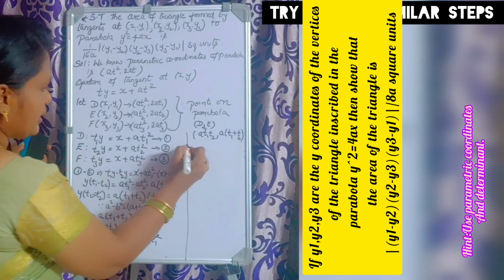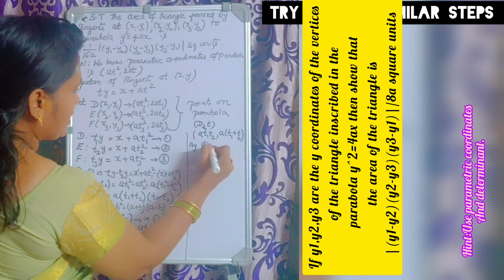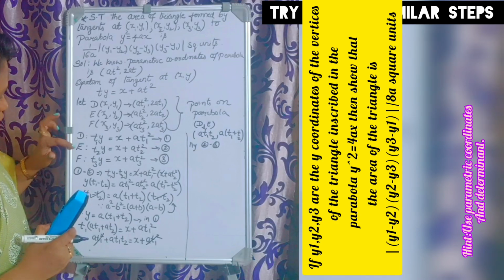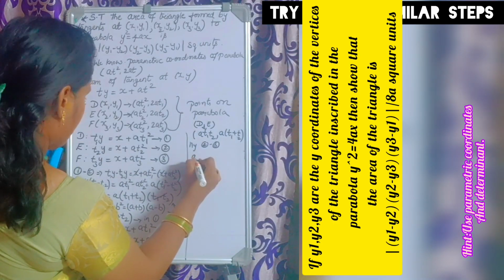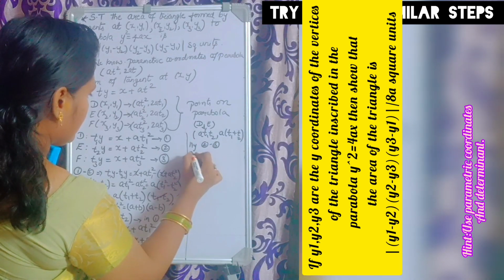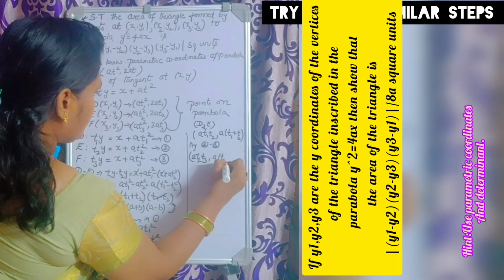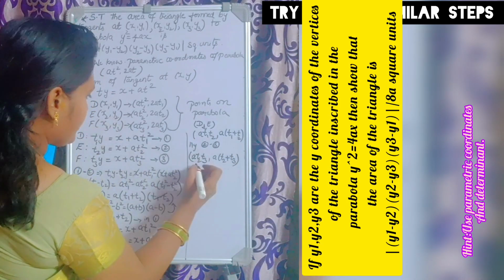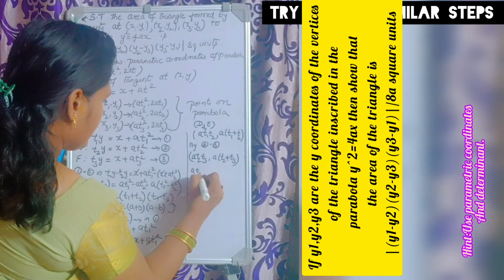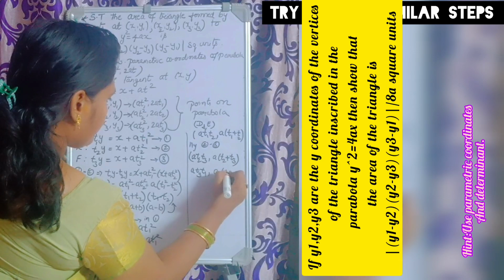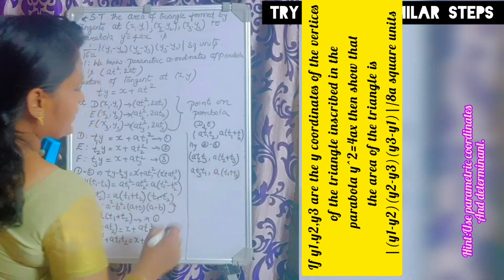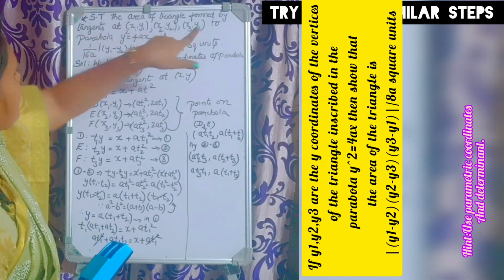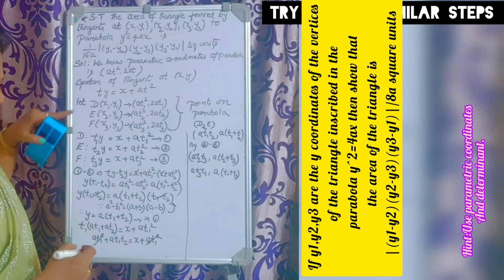Okay. Similarly, if you do equation 2 minus 3, you will get the point of intersection of E and F. You will get a t2 t3 comma a (t2 plus t3). Similarly, for the other point of intersection, you will get a t3 t1 comma a (t1 plus t3). Okay. Now we need to find the area of the triangle formed by the tangents at these points.